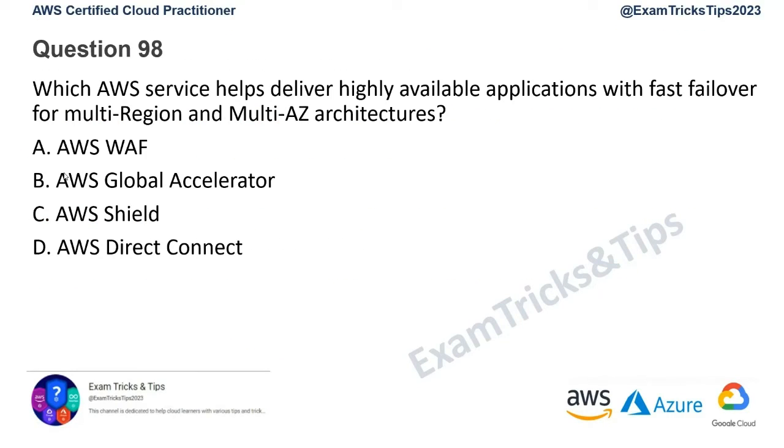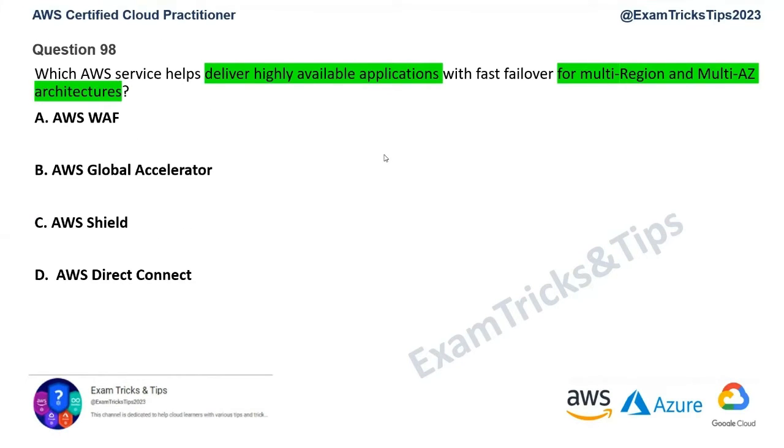Question number 98: which AWS service helps deliver highly available application with failover for multi-region and multi-AZ architecture? Please read the question, highlight the keywords. So here's my version of the keywords. We want to have a solution which has fast failovers for multi-region and multi-AZ architecture.